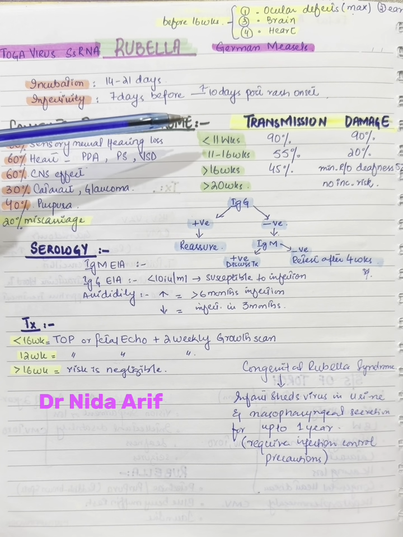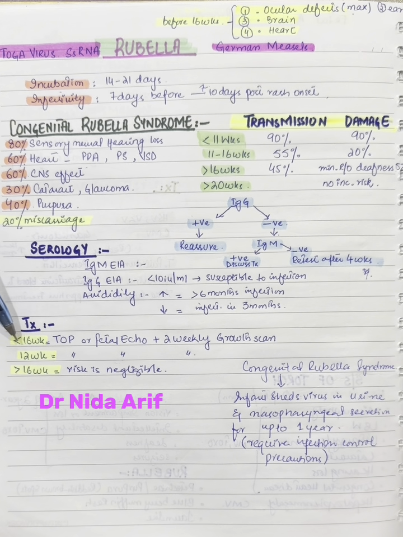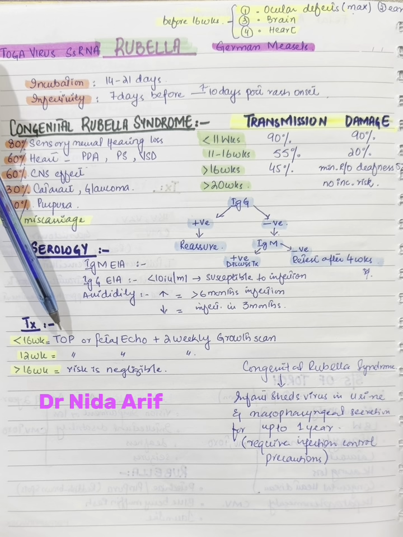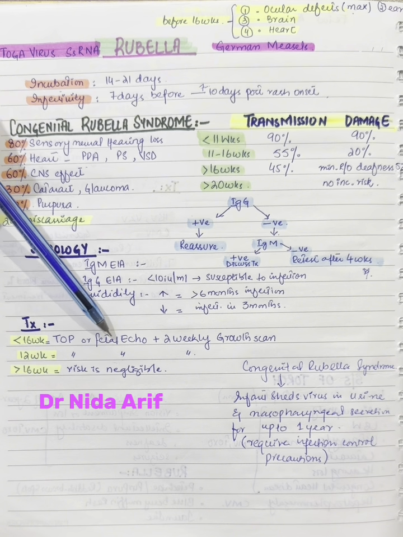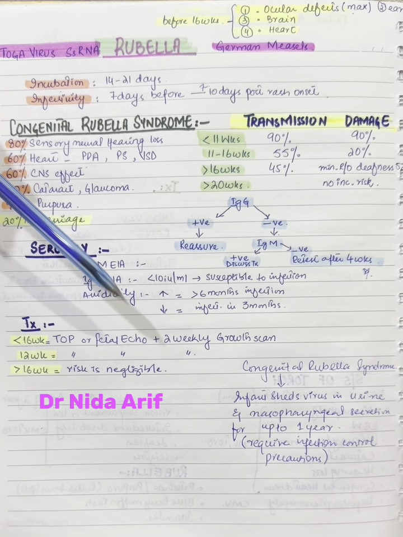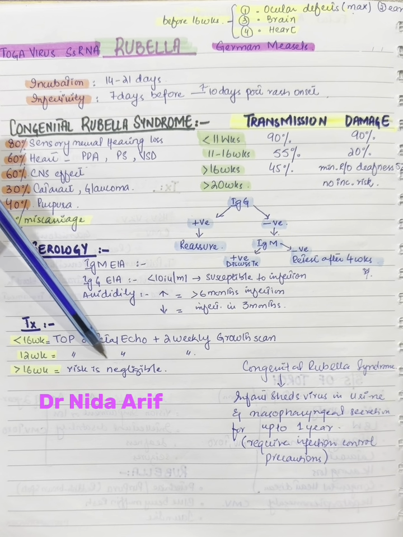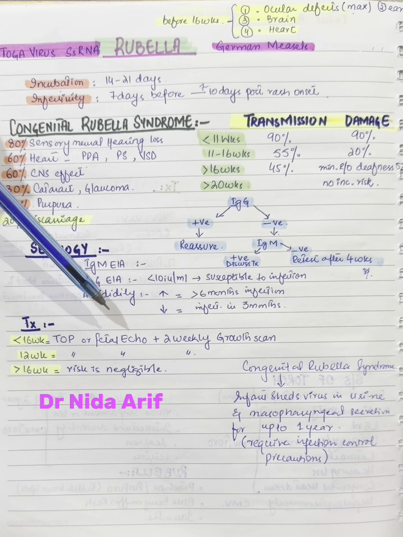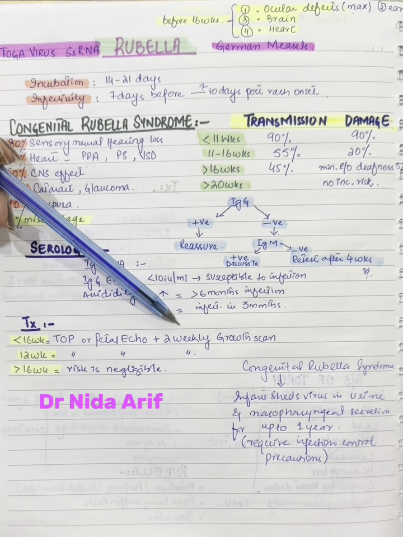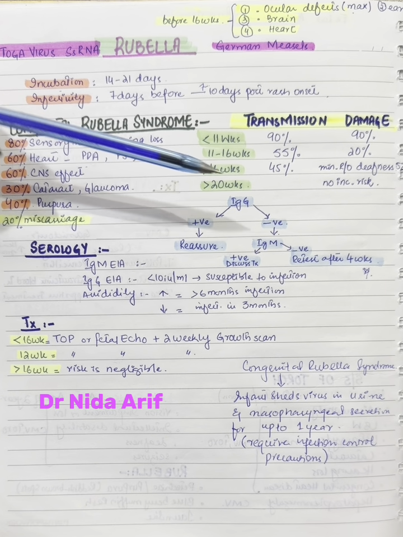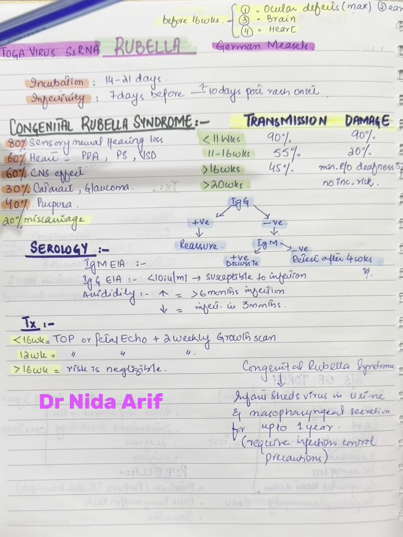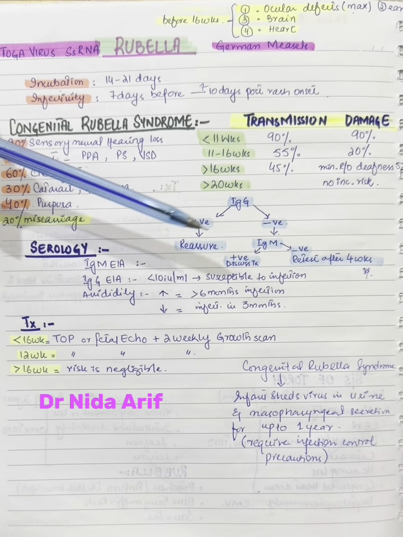If she is in the first trimester and less than 16 weeks, we will advise termination of the pregnancy, and if the patient says that she wants to continue the pregnancy, then we will do fetal echo and growth scans 2 weekly. This is MCQ question. If the patient does not want to have termination, this is what we are going to do. All right. So if the IgM comes negative, we are going to retest the patient after 4 weeks.